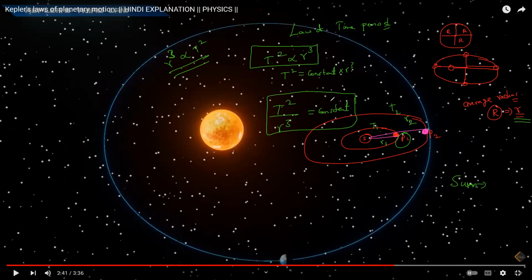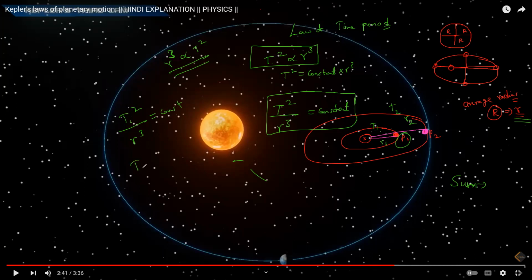I think I am making a mistake. It is not T square, it is T square that is directly proportional. Okay, we'll verify it; if there is any error, we'll modify it. So now for planet 1, I'll write T1 square divided by r cube is equal to a constant.